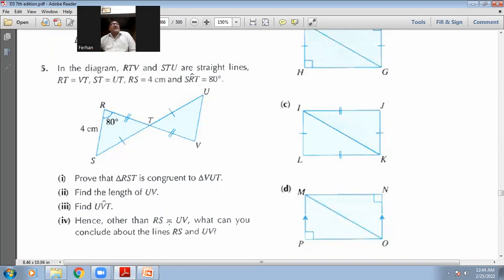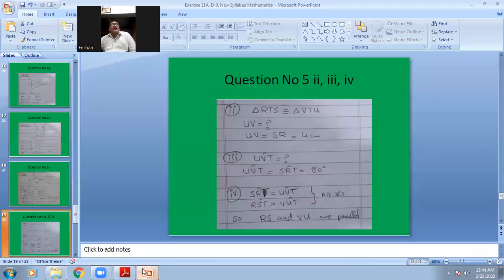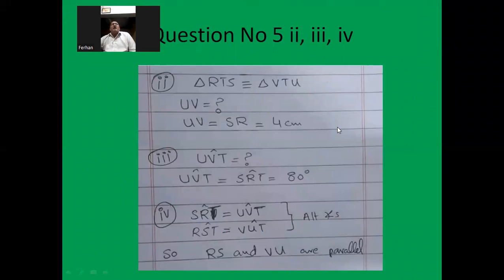Okay, hence other than RS equal to UV, what can you conclude about the lines RS and UV? So triangle RTS is congruent to triangle VTU. UV is the question, and UV is equal to SR, and that will be 4 centimeters.